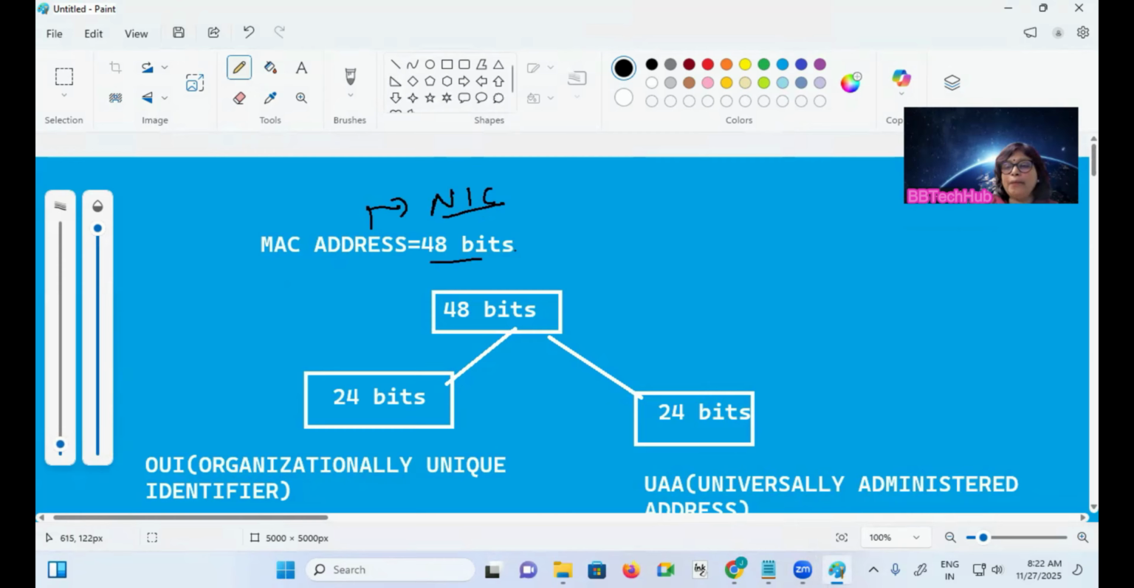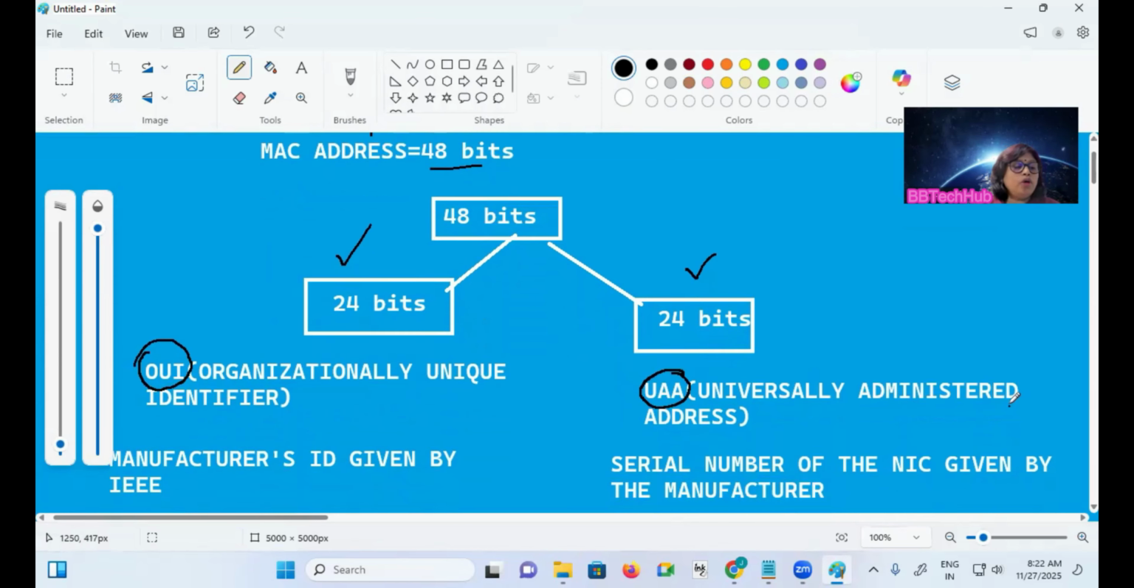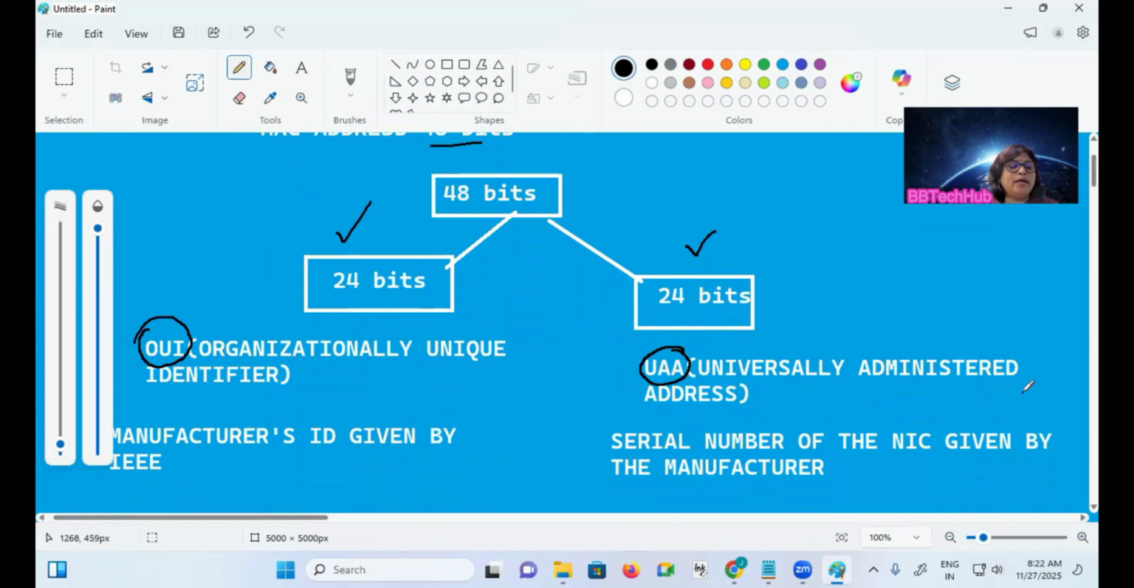And it is of how many bits? 48 bits. But do you know this 48 bits is divided into two parts? The first 24 bits, we call the OUI, and the next 24 bits, we call the UAA. OUI is the organizational unique identifier, and UAA is the universally administered address.